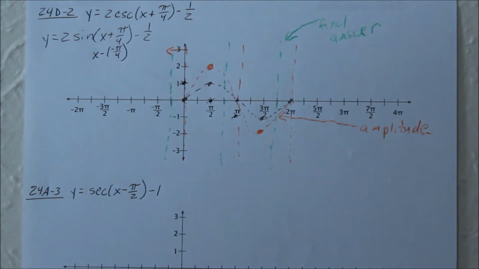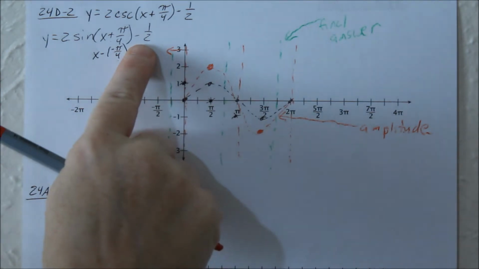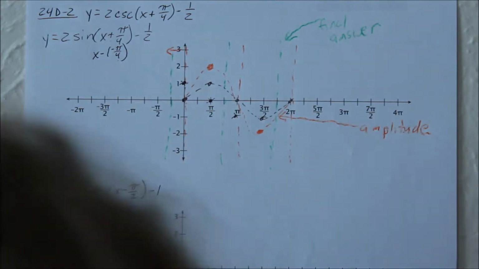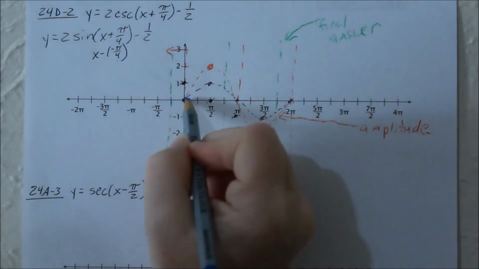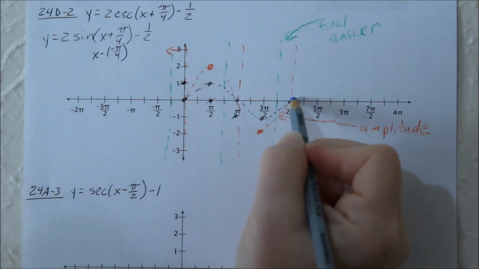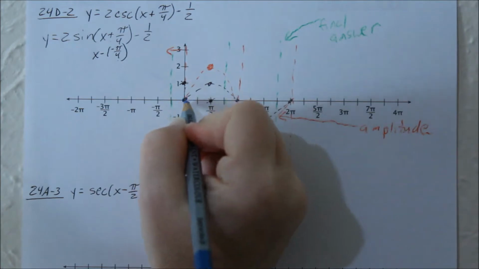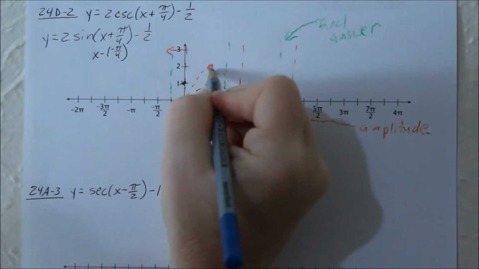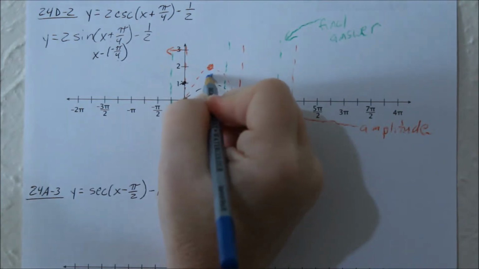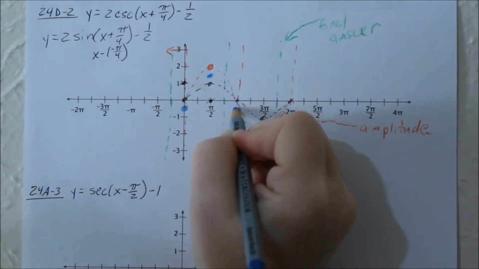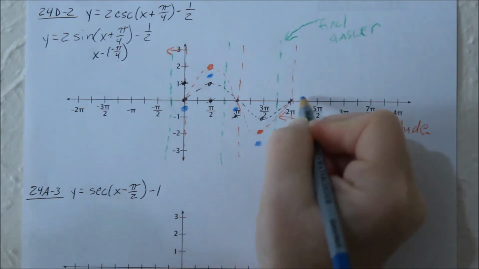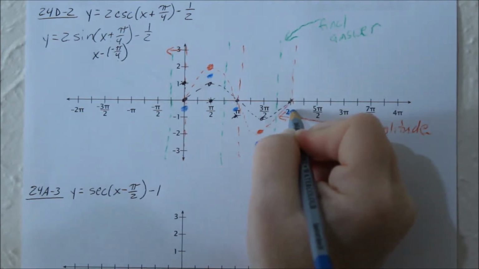The next thing that I have to do, phase shift is always last. The next thing is translation. So now I need to translate down a half. So I'm going to use blue for that. So I need to take all these points on this red dash and go down 1/2. So this point now goes down to there. I'm just moving down a half. This one goes to here. This 0 point goes down a half. This goes down a half. This one goes down a half.